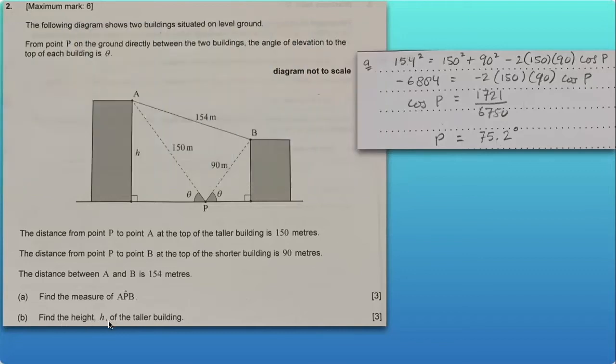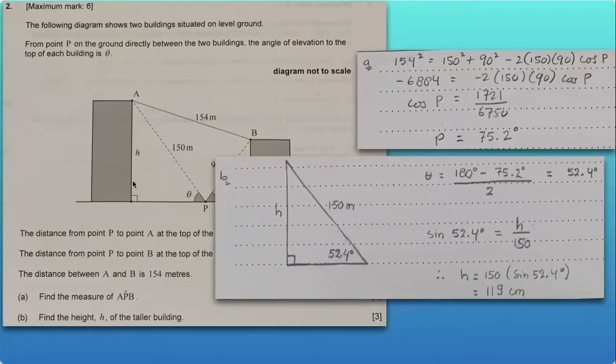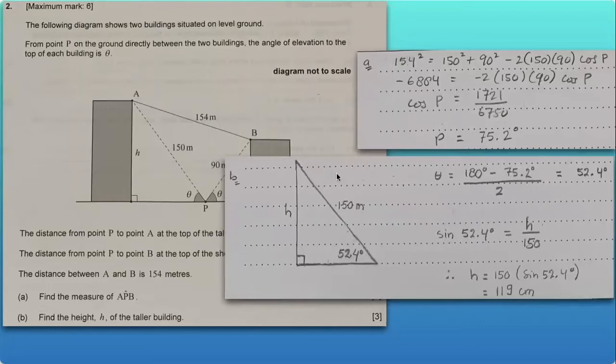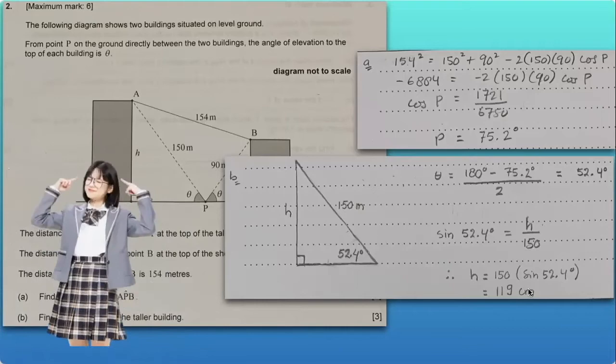Next, find the height H of the taller building. Let's make a little sketch there. We need to find that angle theta, which is equal to 180 subtracted by that angle P, divided by 2. That gives us theta, which is 52.4 degrees. And using SOHCAHTOA, sine 52.4 degrees is equal to the opposite side divided by hypotenuse. Therefore, H is equal to 119 centimeters.